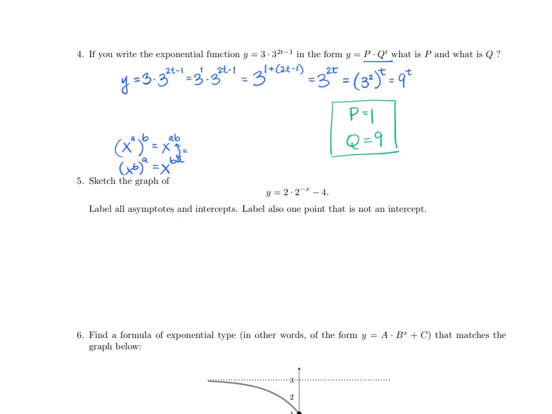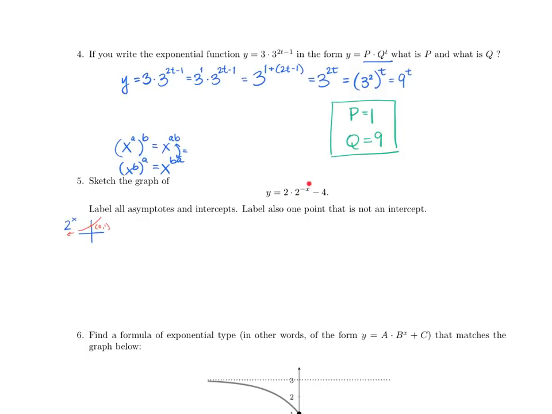Now if we start with 2 to the x, what does that look like? 2 to the x looks something like this, right? This point right here is 0, 1. The limit goes to 0 over here. It has a horizontal asymptote at y equals 0, and then it goes up to infinity on the right-hand side. But of course, we don't have 2 to the x. Now let's start manipulating it a little bit.